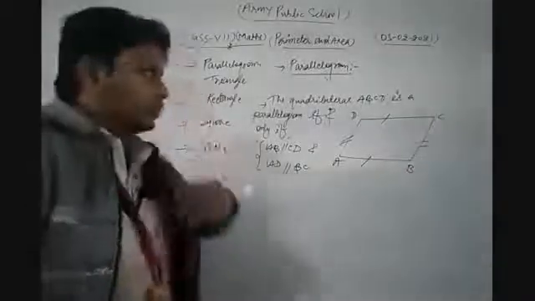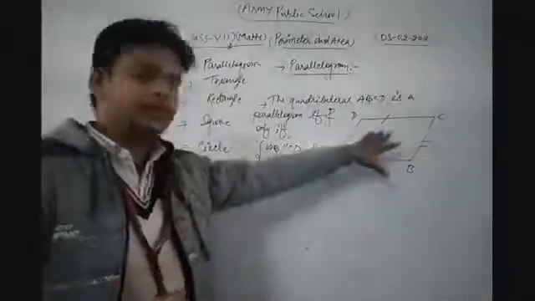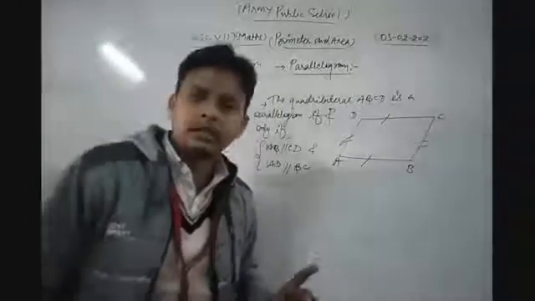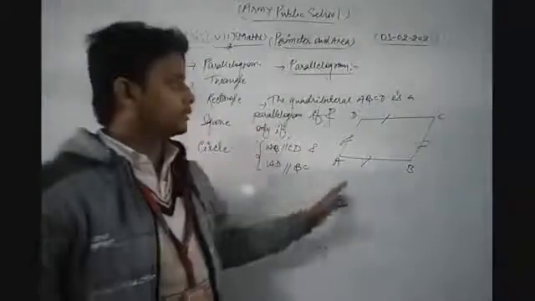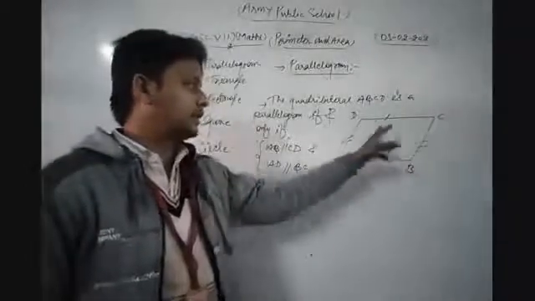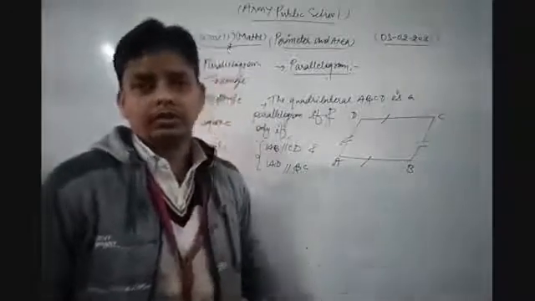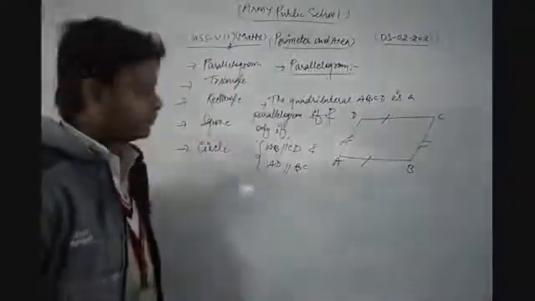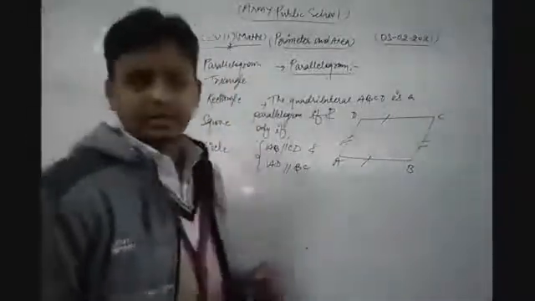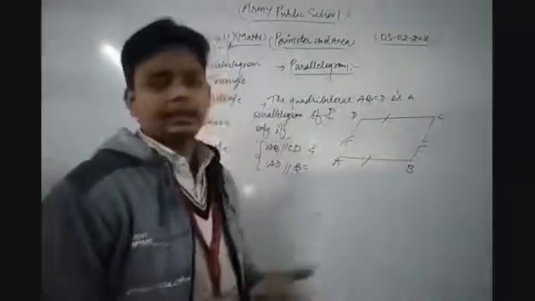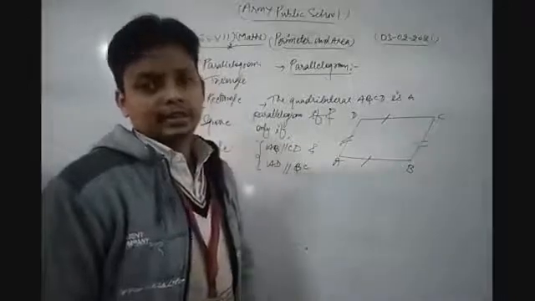Parallelogram. So the quadrilateral ABCD is said to be a parallelogram if and only if its opposite sides are parallel to each other. Means AB parallel to CD and AD parallel to BC. This is the property of a parallelogram. Now what is its perimeter? The sum of its outer boundary, that is AB, BC, CD and DA. The sum of all its sides is called its perimeter.